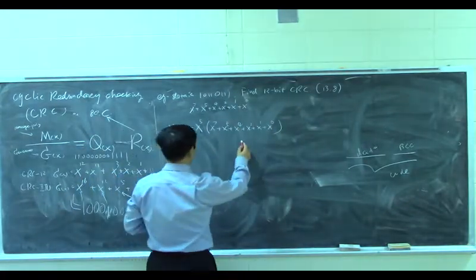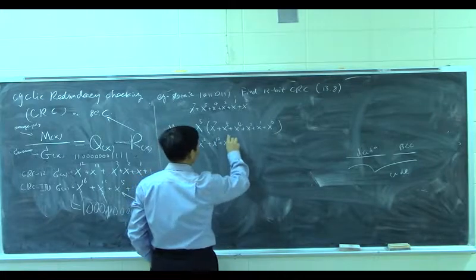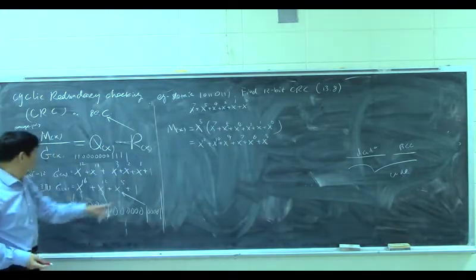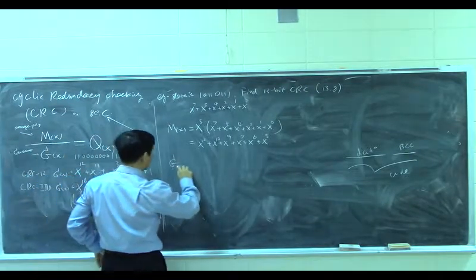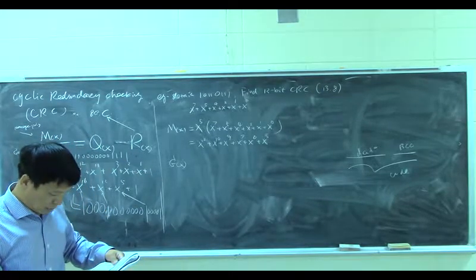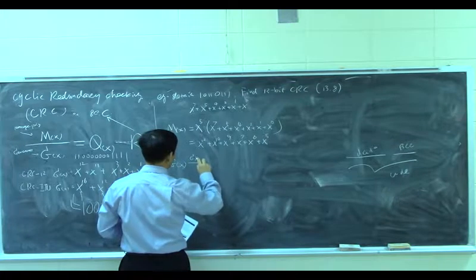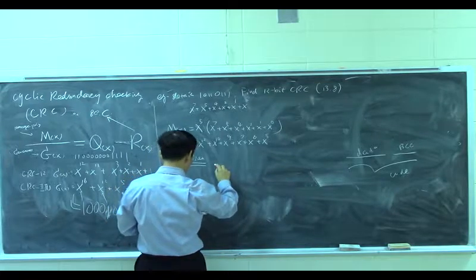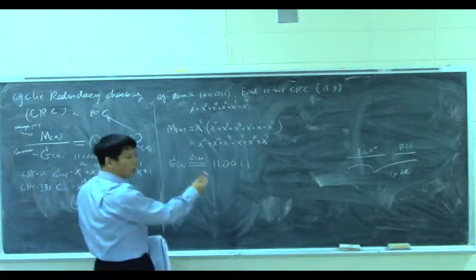Right, so what is this? This one will be x to the 12 plus x to the 10 plus x to the 9 plus x to the 7 plus x to the 6 plus x to the 1. Right, that is this m(x) here. Then what is the generator polynomial? It is given in the question. This one equals 1 1 0 0 1 1. Okay, we write this one into a polynomial. So what is this?